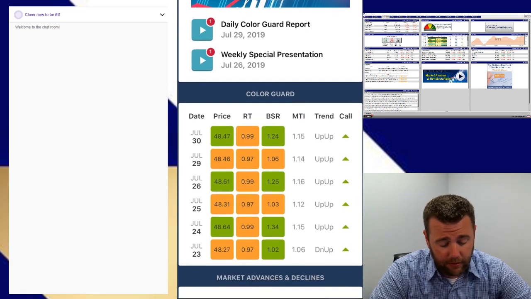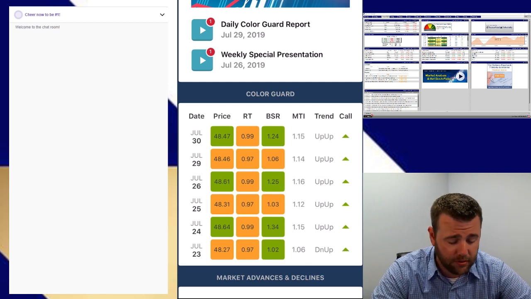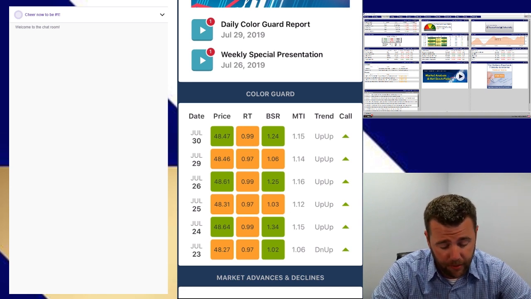Below that, we get our color guard. So this is where, as a desktop subscriber, you'll see this. If you're not on the desktop subscription, if you're just on the mobile application, you won't see the color guard for now. But if you're on the desktop, this will probably be familiar to you.